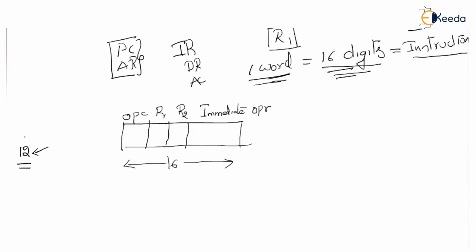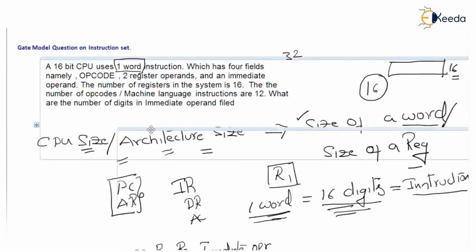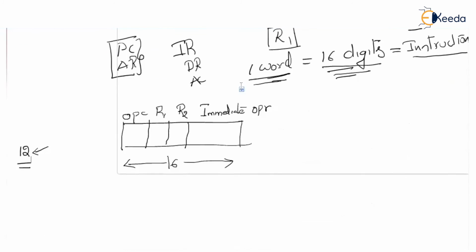And then the total number of registers. The number of registers in the system is equal to 16. Now, how many bits do we require to represent 12 opcodes and 16 registers?